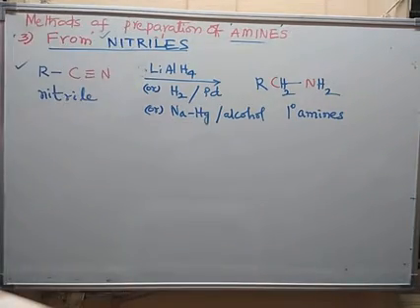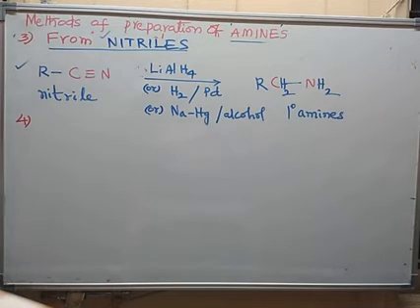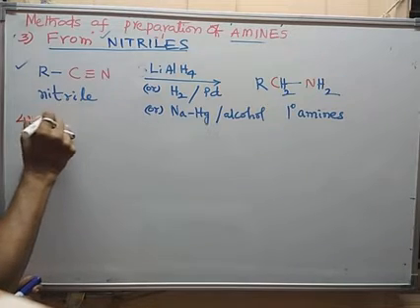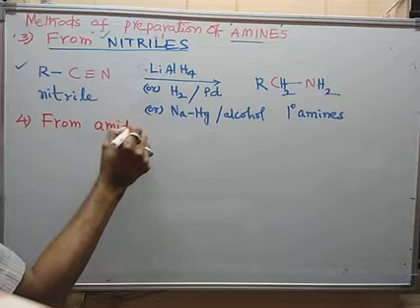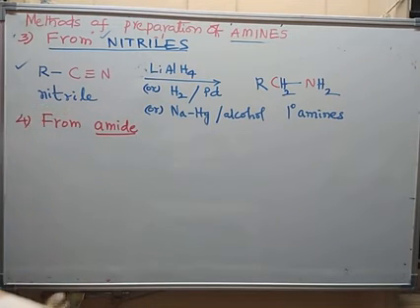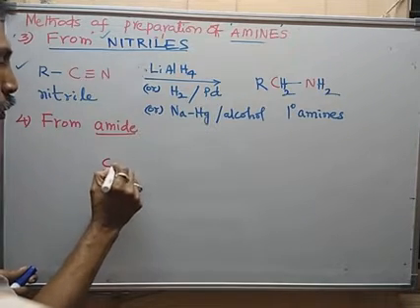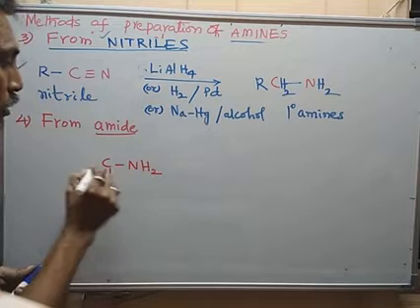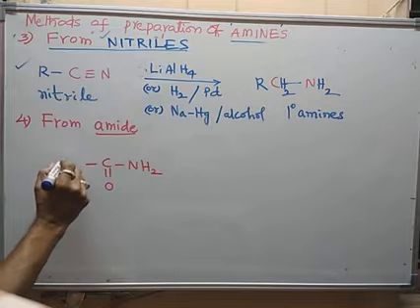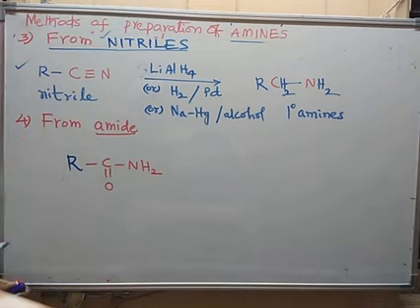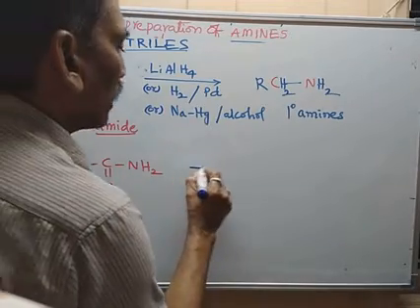Come to the next preparation method, that is from amides. From amide. You should be familiar with functional groups, otherwise there is a lot of confusion. Amide is C double bond O NH2 group. If you observe it in the given compound, that is recognized as amide, with an alkyl group or benzene ring. Alkyl group is aliphatic, benzene ring is aromatic, and this is the amide class.